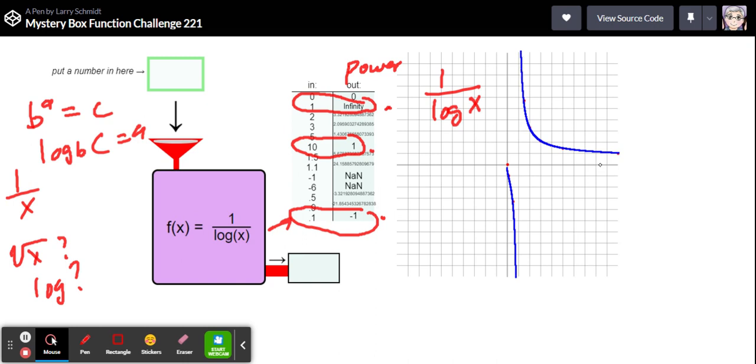So when you take 1 over the log of x, you get 2 arms like you do in a rational function. One here, and then 1 going down here. How interesting. Well, how did that go for you?